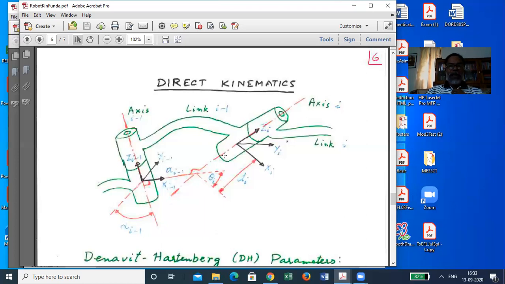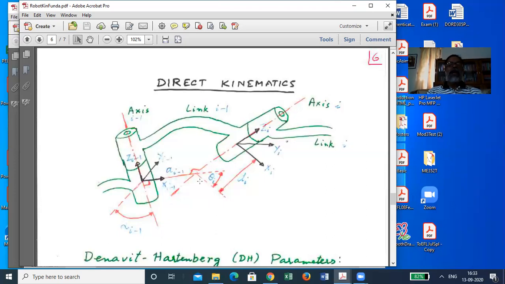You would be tempted to suggest putting its origin here, but you can't do that, because this frame's origin you will have to put at the foot of the common perpendicular between axis i and the next axis, which is axis i plus 1. So it may be somewhere here, not necessarily here. In general, it will not be here.